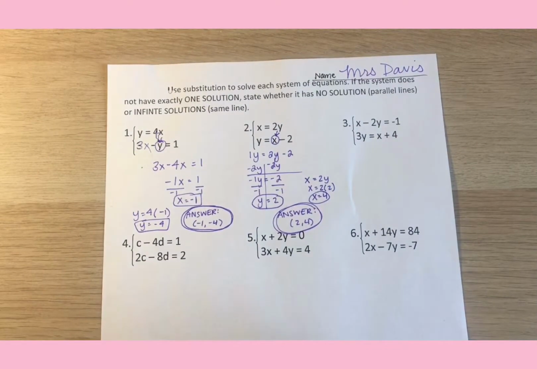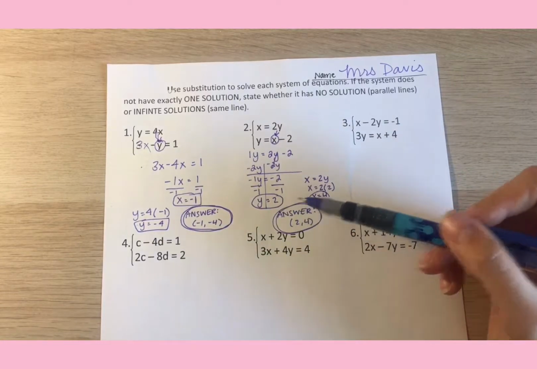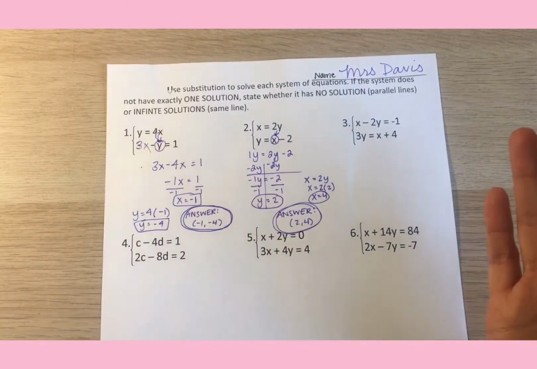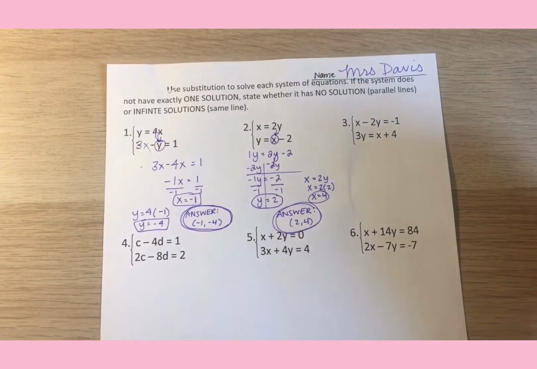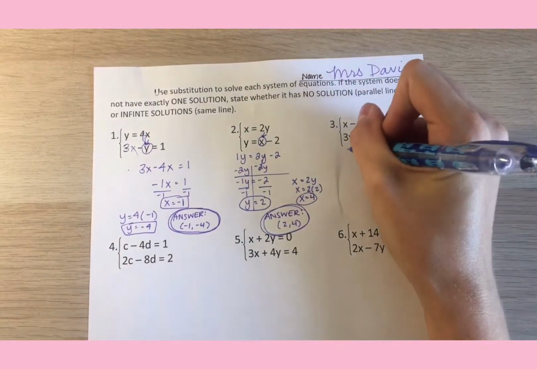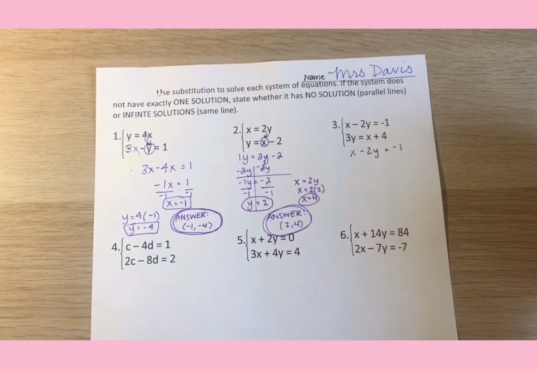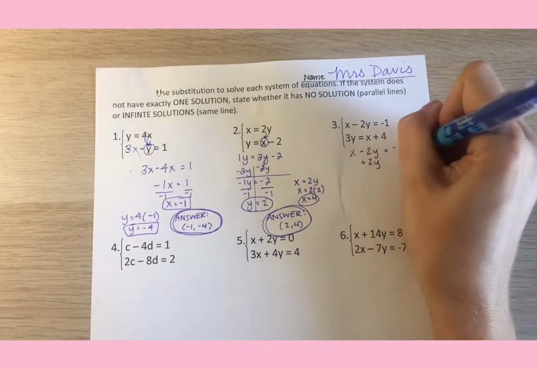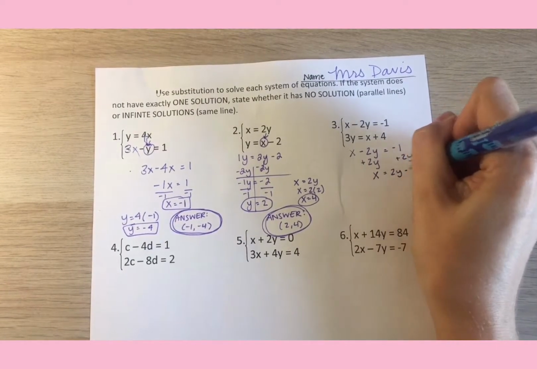Number 3, we have x minus 2y equals -1 and 3y equals x plus 4. So these are a little bit different than the other two because we don't have something that is very clearly isolated. I would say the easiest one to get by itself would be the first one. So I'm going to do a little bit of rearranging so that we do have x by itself. So I will add 2y to both sides. And now I'll have x equals 2y minus 1.